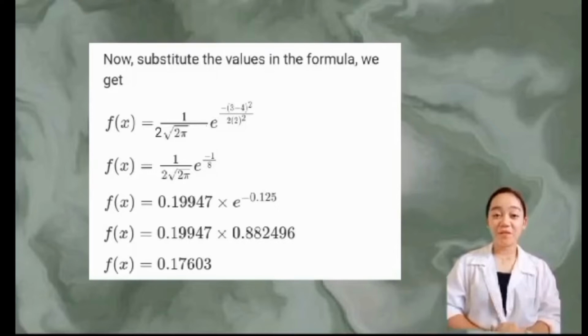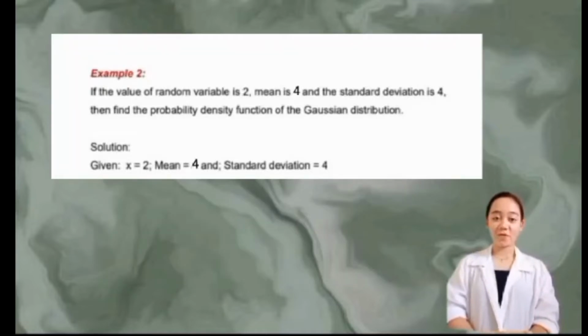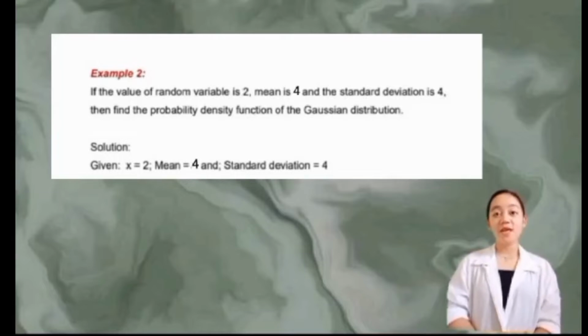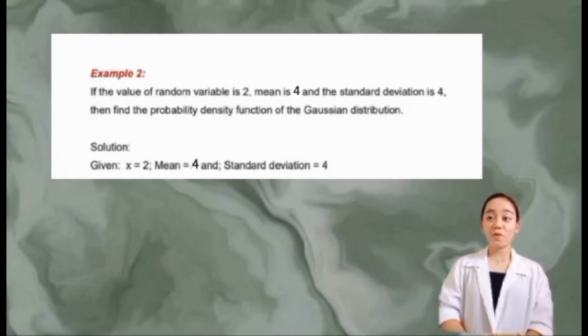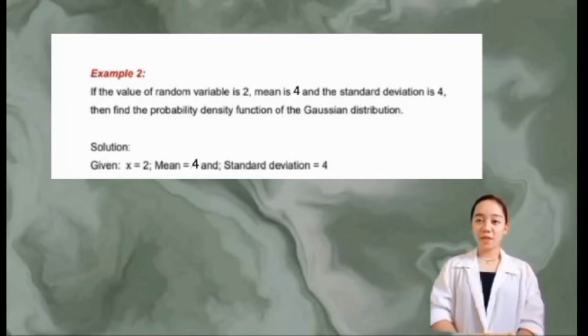So now, after successfully solving example number 1, I will also give you a second example to further understand the formula of normal distribution. So we have here example number 2. If the value of the random variable is 2 and the mean is 4 and the standard deviation is 4, then find the probability density function of the Gaussian distribution, or what we've known as normal distribution.